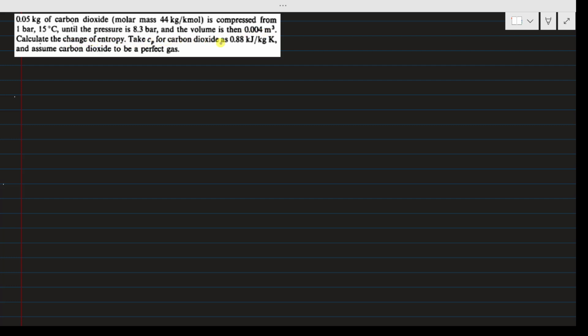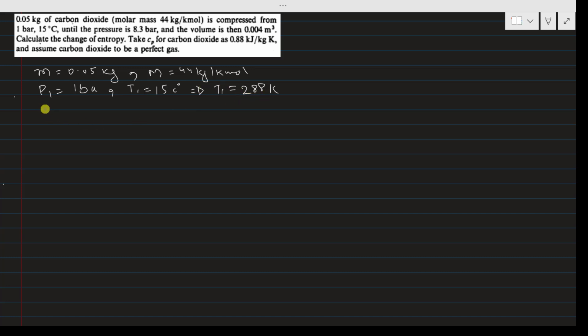Take Cp for carbon dioxide as 0.88 kilojoule per kg K, and assume carbon dioxide to be a perfect gas. So the mass given of the carbon dioxide is 0.05 kg, and the molar mass given is 44 kg per kilomole. The pressure P1 given is 1 bar, and the initial temperature is 15 centigrade. If you convert that into Kelvin, T1 is 288 Kelvin. Just add 15 with 273, you will get 288 K.